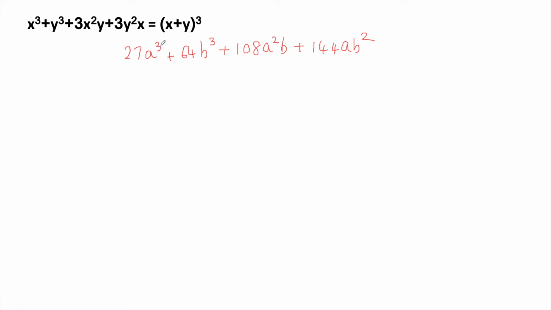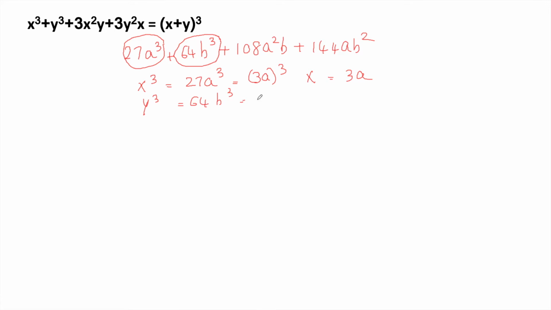For that, first we should consider these terms. These terms are perfect cubes, and we can write them as x cube. 27a cube we can write as 3a the whole cube, and x here is 3a. In the same way for y cube, here it is 64b cube, and the cube root of 64 is 4, so 4b cube, and y here is 4b.